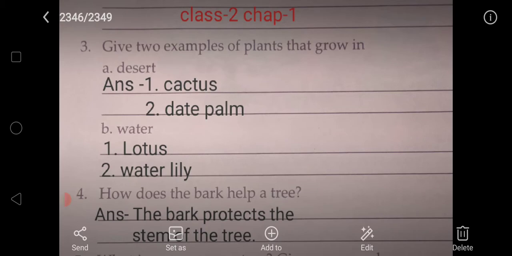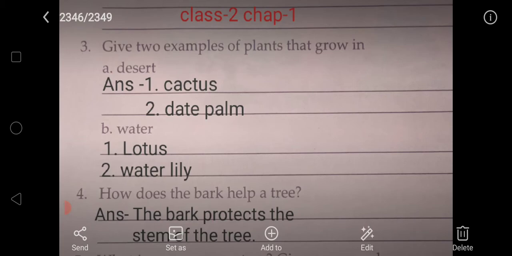Mention the B number, water. W-A-T-E-R. Water. Mention the one number. Lotus, L-O-T-U-S. Lotus. Mention the second number. Water lily, W-A-T-E-R, L-I-L-Y. Water lily.